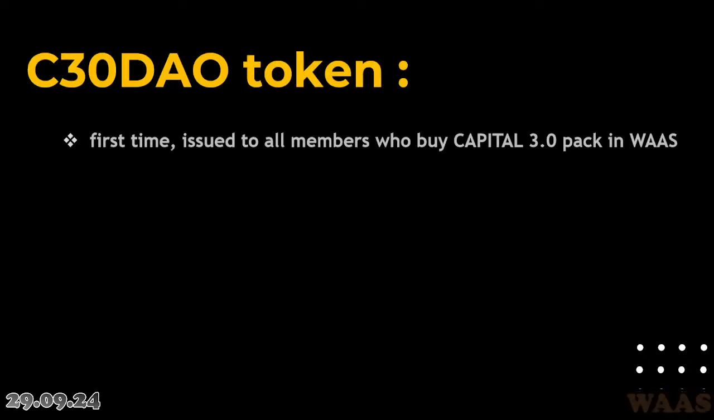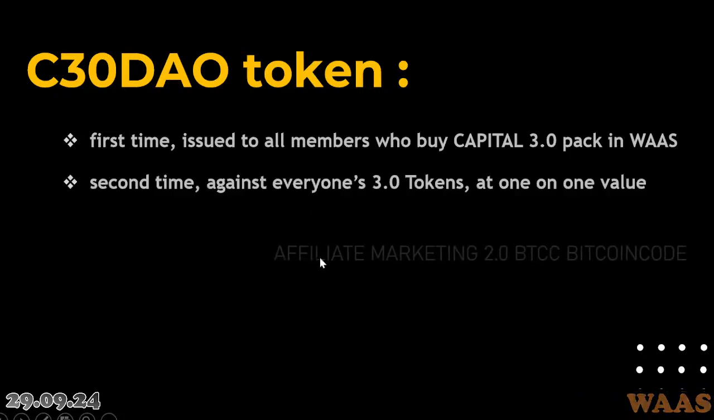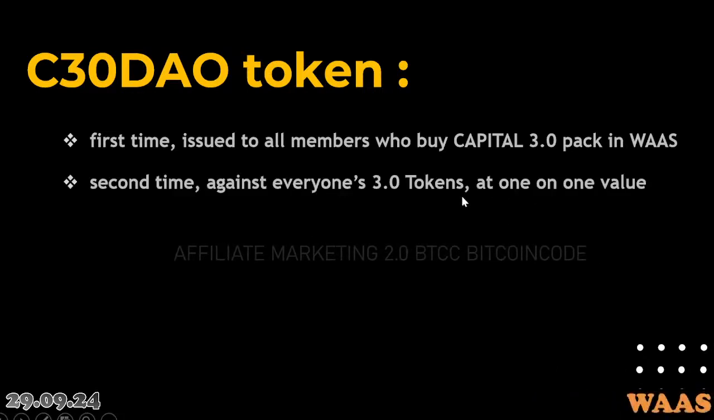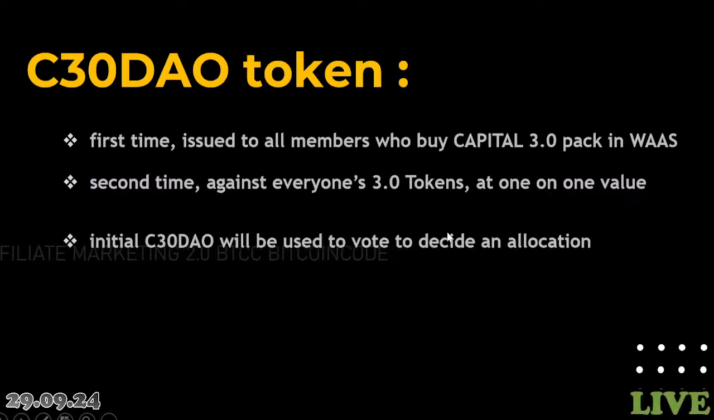So C30 DAO tokens will first be issued to every member who buys a Capital 3.0 package. This will be issued twice in this entire journey, from allocations to everywhere. The first time, anybody who buys a Capital 3.0 package, irrespective of the value, gets the C30 DAO token. The second time, they are issued against everybody who has token 3.0, at 1:1 value. Now, the initial C30 DAO token will be used as a vote to decide an allocation. Let us assume that we have like 20,000 buyers right now of Capital 3.0 packages.